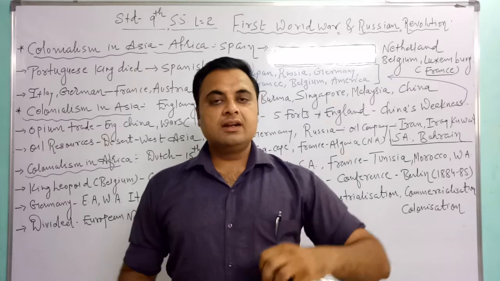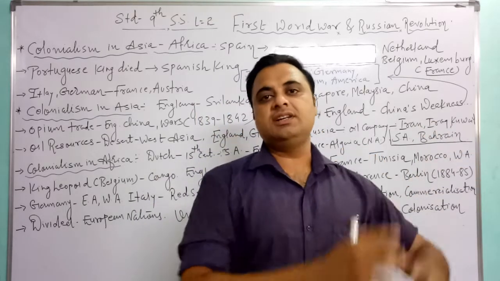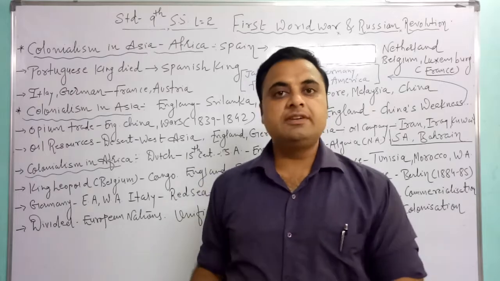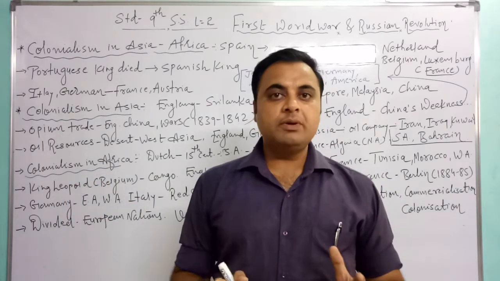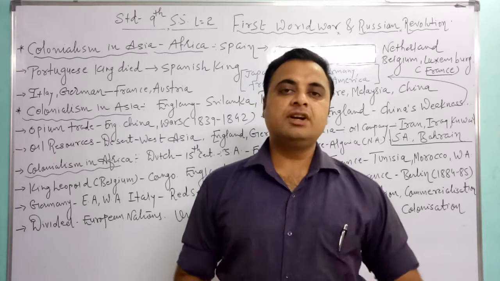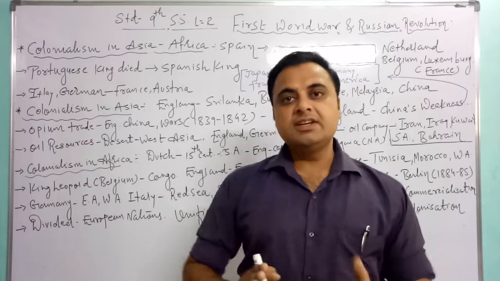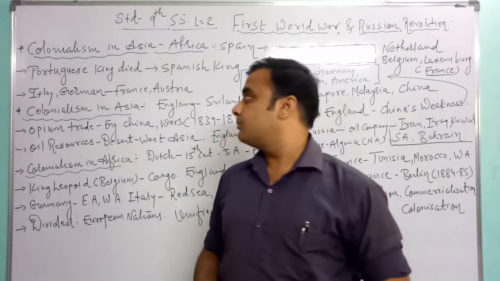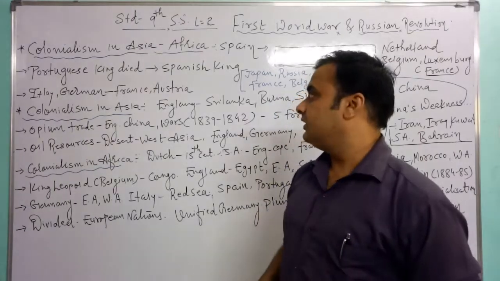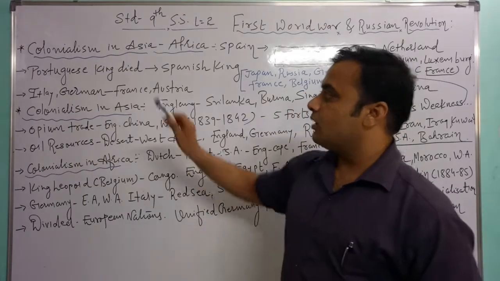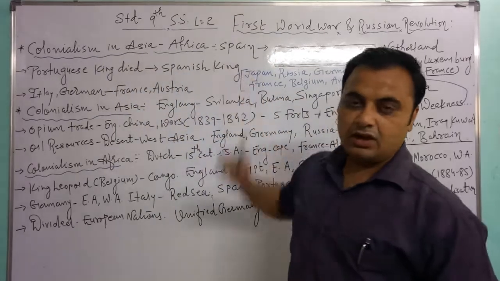So that's why the African nations and the Asian nations became victims of the exploitation policy, the greedy policy of the European nations. So let's start from this greedy policy and this exploitation policy in the Asia and Africa continents. So the first topic is colonialism in Asia and Africa.